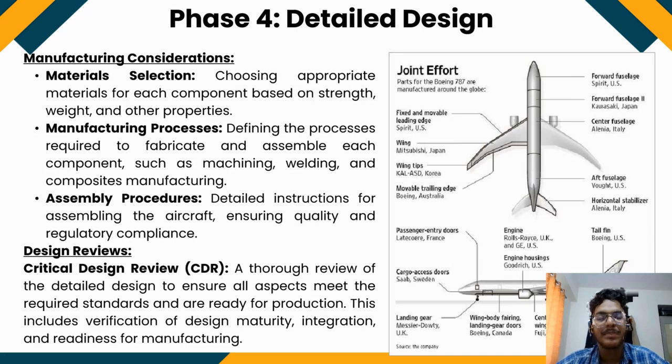Now, moving on to the manufacturing consideration, there are three types of manufacturing consideration that need to be taken care of: material selection, manufacturing processes, and assembly procedure. In material selection, choosing appropriate materials for each component based on strength, weight, and other properties is important. In manufacturing processes, defining the processes based on their machining, welding, and composites manufacturing capability is really important. And then comes the assembly procedure. This just means all the materials that we have manufactured, we need to assemble properly in a procedural manner.